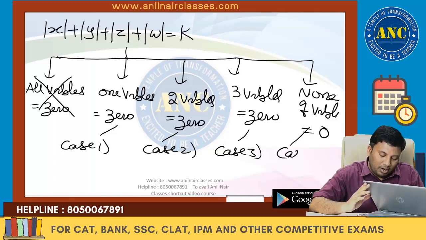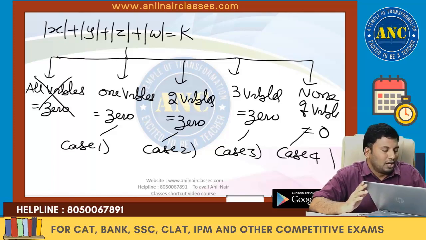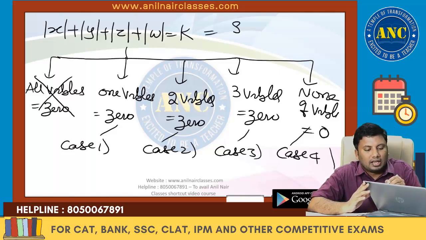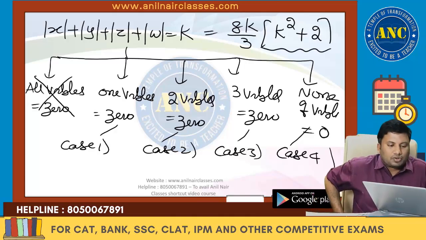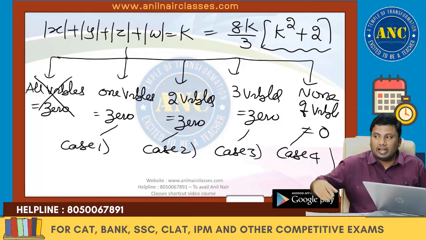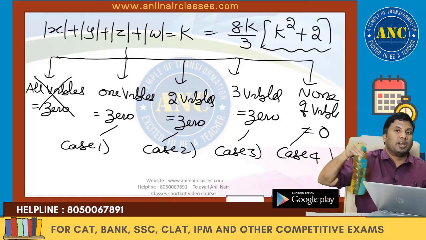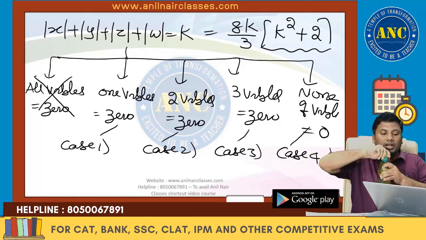It will become a lot of enumeration problem. So directly it is 8k by 3 into k square plus 2. I hope it is clear. Only when you understand this, you will understand the multinomial theorem, sir.